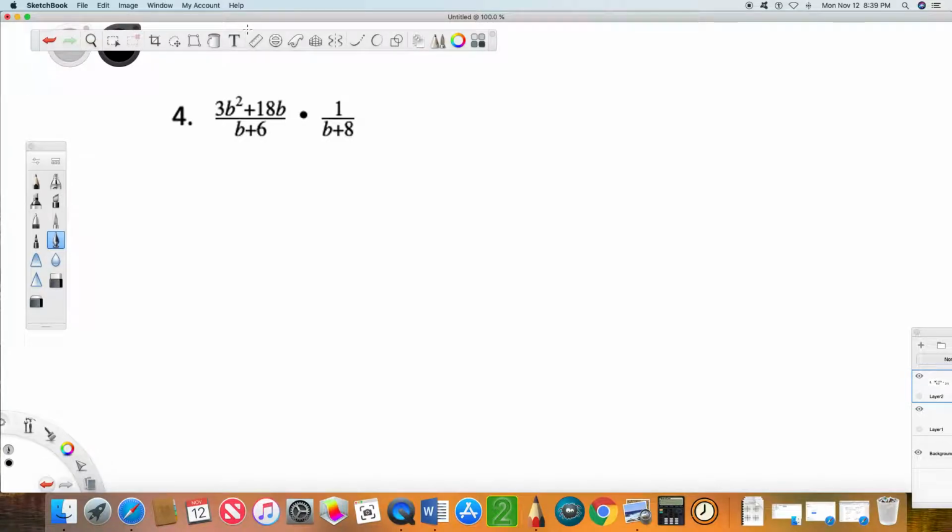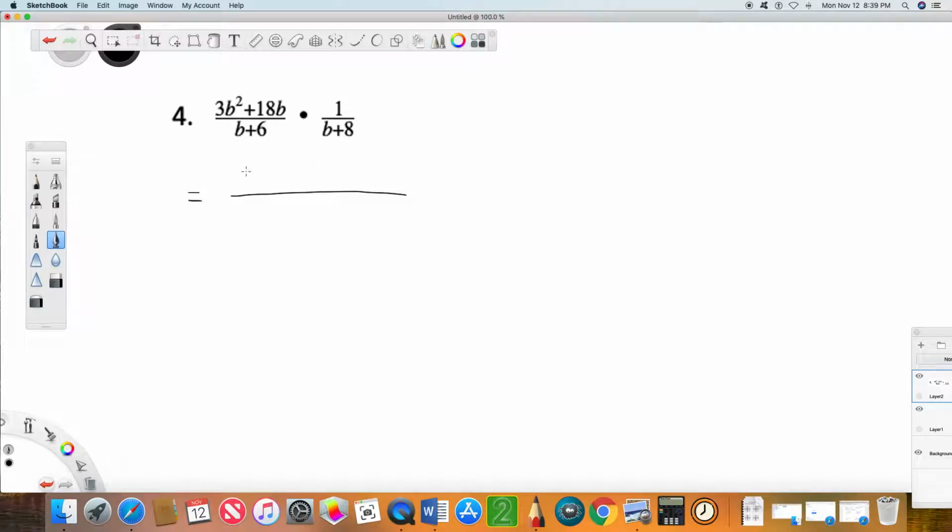Let's take a look here at number 4. We have two rational expressions. We want to multiply them together and write it as a single rational expression. And we also want to state any restrictions that we have because we want to write these rational expressions in lowest terms. All right, but I'm going to start with multiplying the numerators together and multiplying the denominators together so that instead of having two fractions, I have a single fraction.